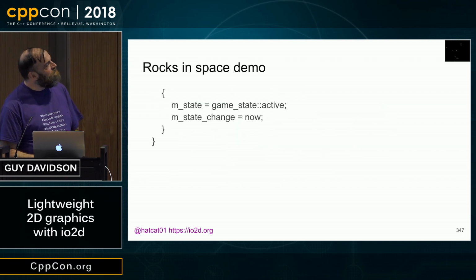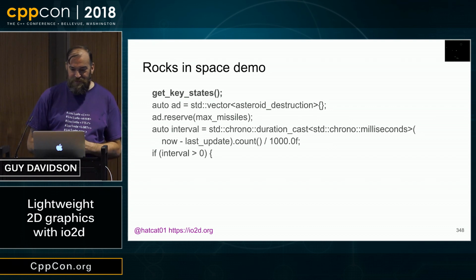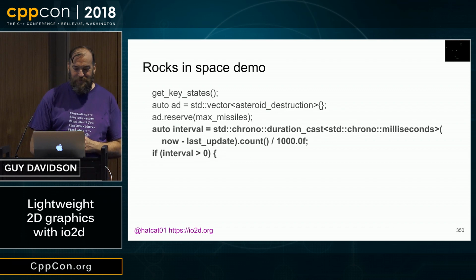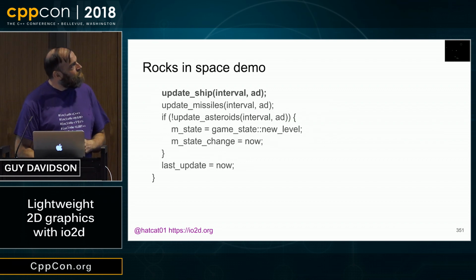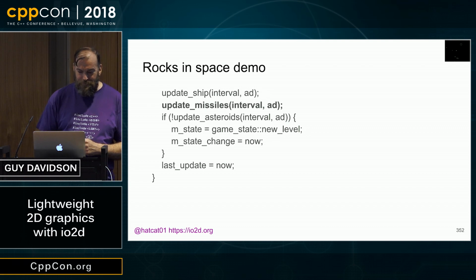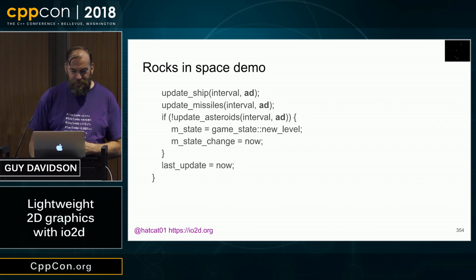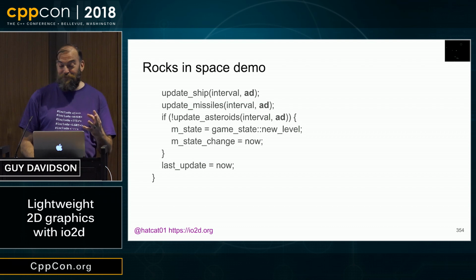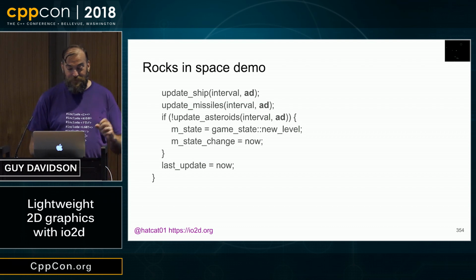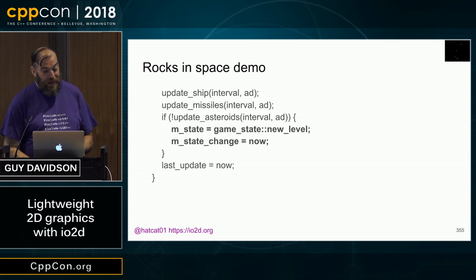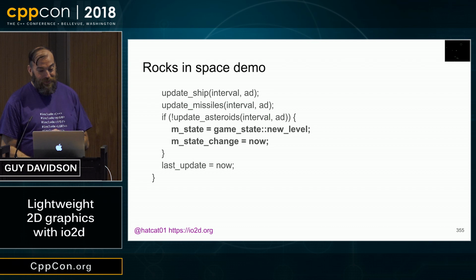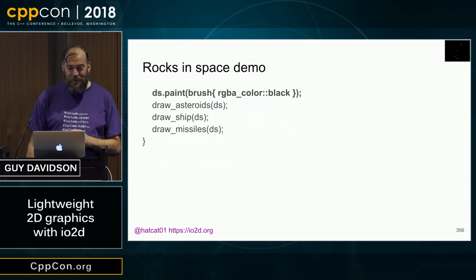And then we change the game state. Having dealt with these 2 states, we get the key states and make a vector of asteroid destruction objects. And then if the interval has elapsed, we update everything, first the ship, then the missiles, and then the asteroids. And you'll see that we pass that vector of asteroid destruction objects to each of these update functions because the ship or the missiles may actually collide with an asteroid and cause its destruction. We have to deal with that in the model later. If there are no more asteroids to update, if that update asteroid returns false, then it's time for a new level. And finally, we draw everything.